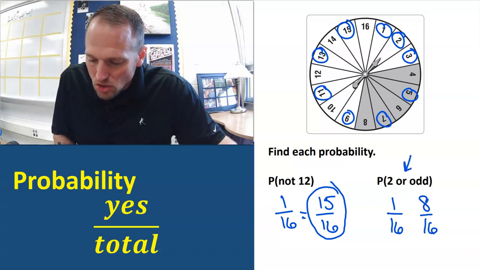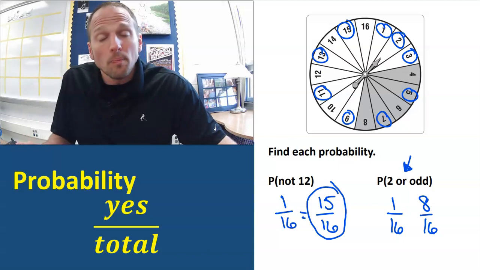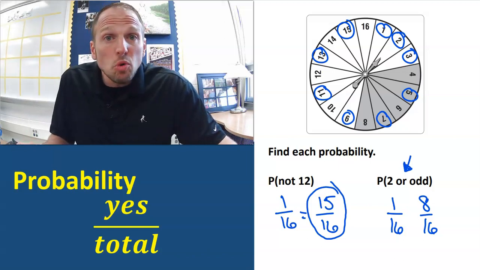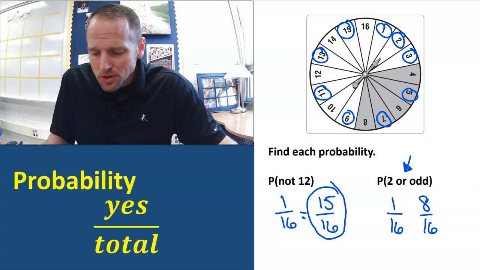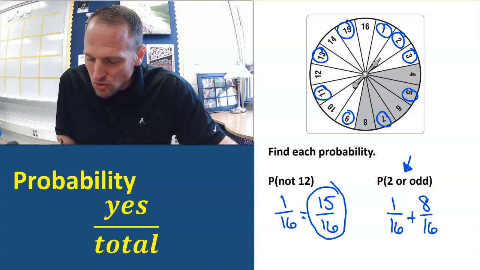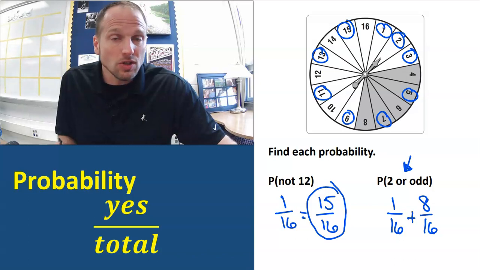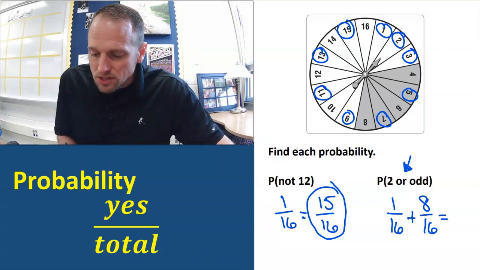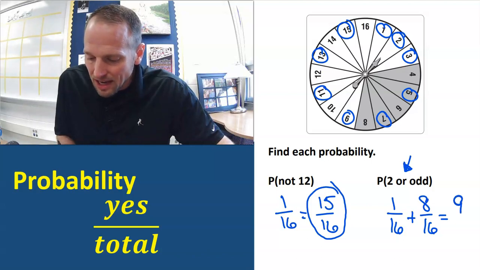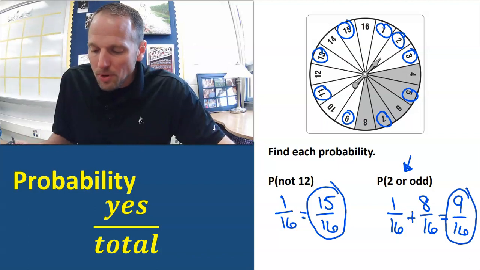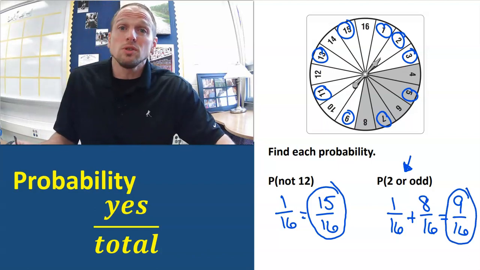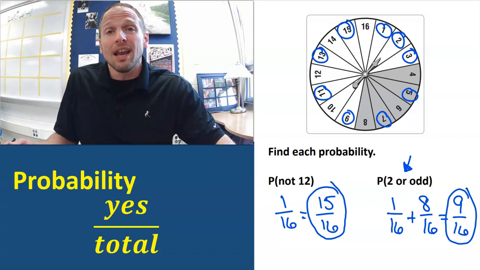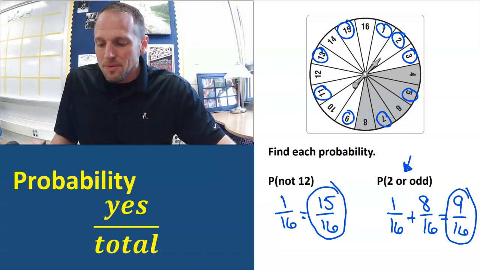And here is a big, huge, important word: or. With probability, if we want to know the probability of something or something else, we have to add them. Okay, so if it's or, we have to add them. So let's see, what's 1 plus 8? That's 9, and the bottom stays the same. So the probability of getting a 2 or an odd means you take the probability of getting a 2 and add it to the probability of getting an odd, and that's going to be 9 out of 16.